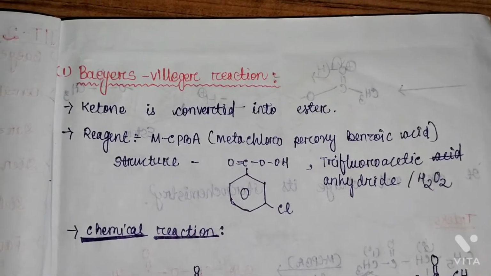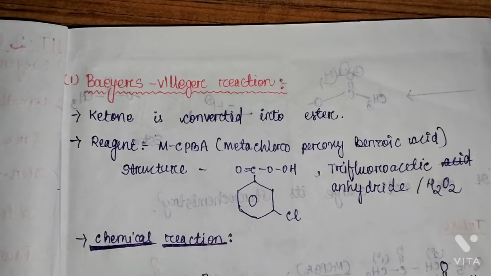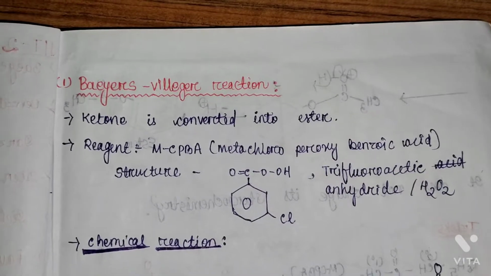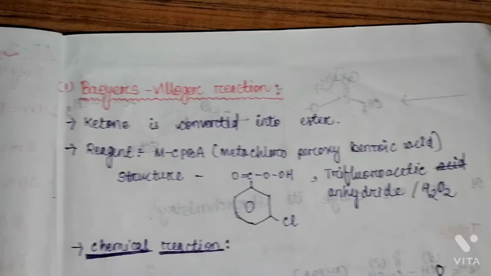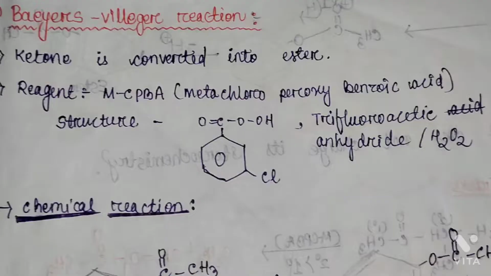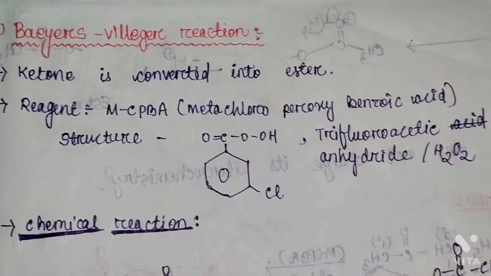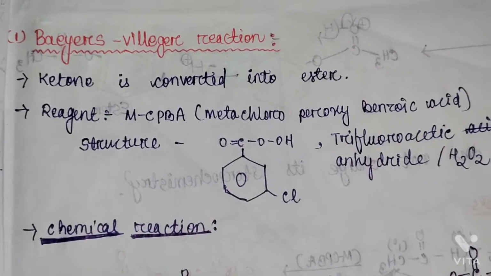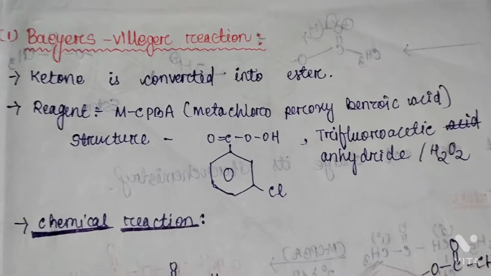Today we will discuss the Baeyer-Villiger reaction. This is a very easy reaction. Here, what will happen? The ketone is converted into an ester. The reagent used in the Baeyer-Villiger reaction is metachloroperoxybenzoic acid, or trifluoroacetic anhydride, or hydrogen peroxide.